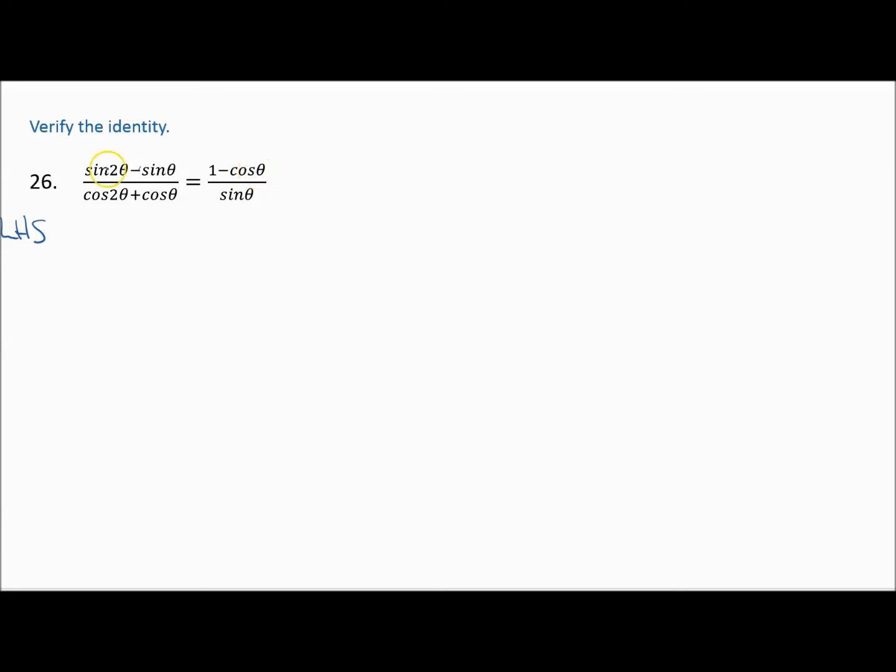That's saying use the double angle formula. So the double angle formula for sine of 2 theta, you may have to look it up, is 2 sine of theta cosine of theta. Okay, there's not another option for that. That is the only answer, minus the sine of theta. Okay, and we're using double angle.